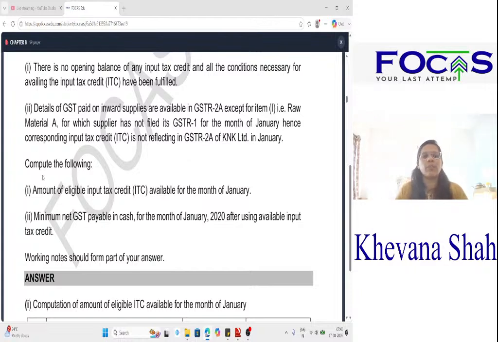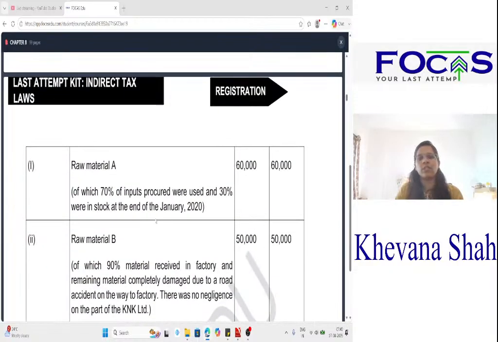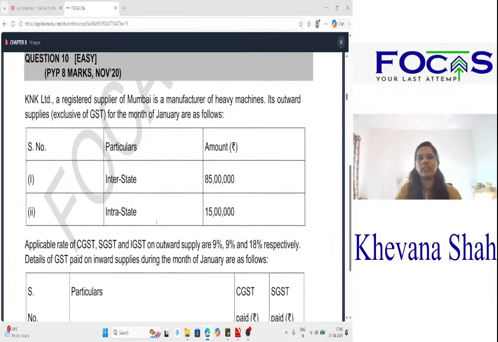You need to compute the amount of eligible ITC available for the month of January, and the minimum net GST payable in cash for the month of January after using the available ITC, with working notes. So please calculate this question.